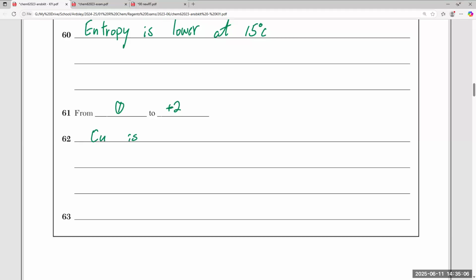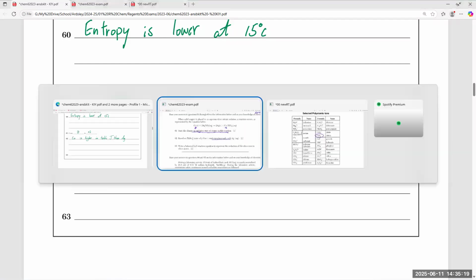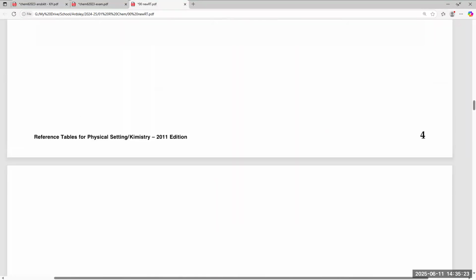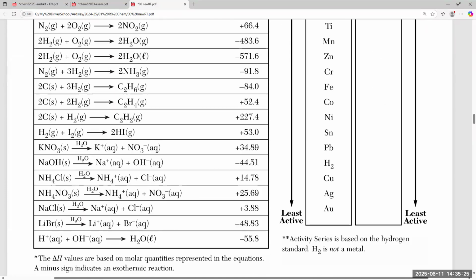Copper is higher in table J than silver, right? And if you don't believe me, we can waste the time and go take a look. Copper's here, silver's here, right?